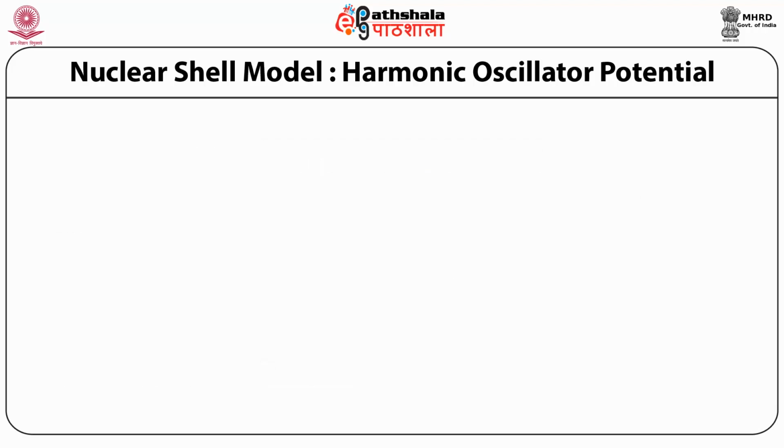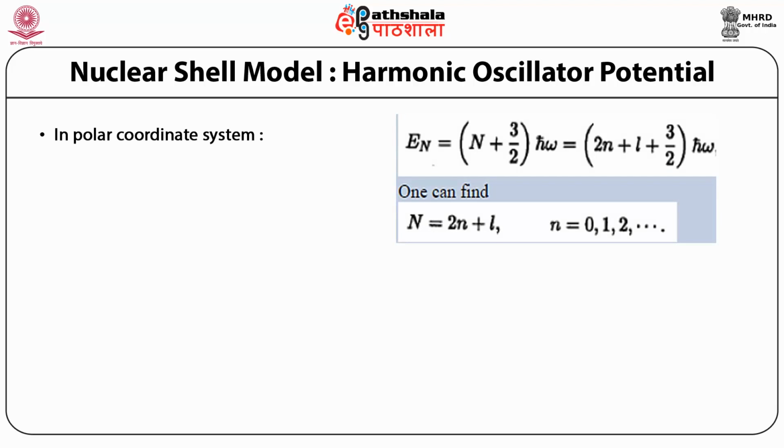Nuclear shell model, harmonic oscillator potential. Still we are continuing our discussion about the nuclear shell model when harmonic oscillator potential is assumed. In the previous slide we considered the Cartesian system. Now we want to see the situation when we consider the polar coordinate system. In the polar coordinate system, capital N is given by 2(nr - 1) + L, and nr = n + 1.